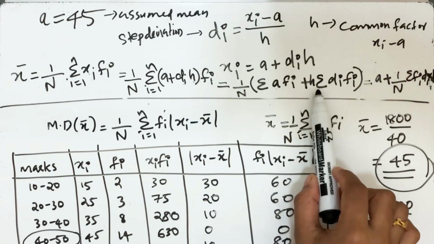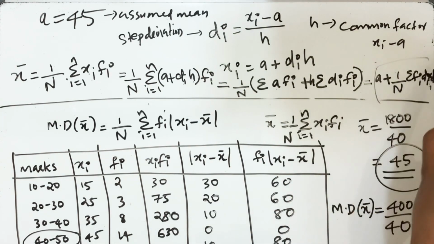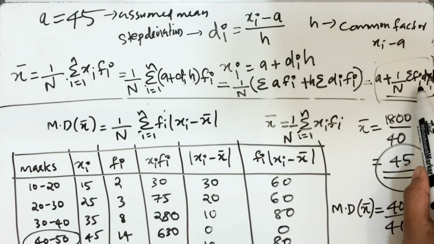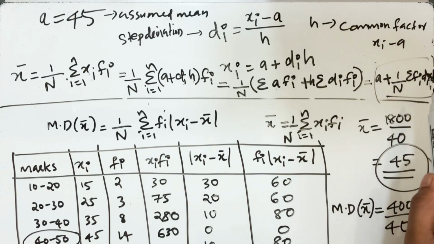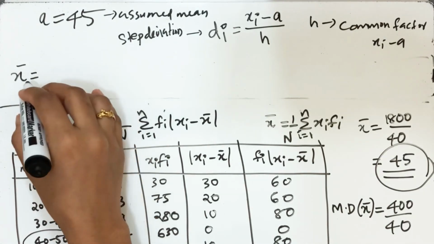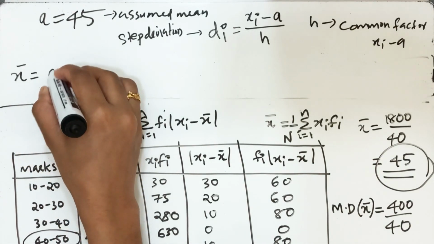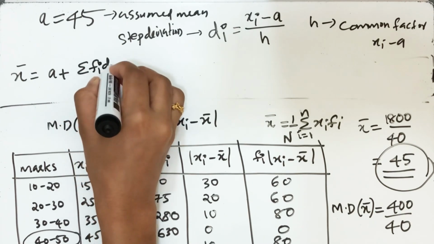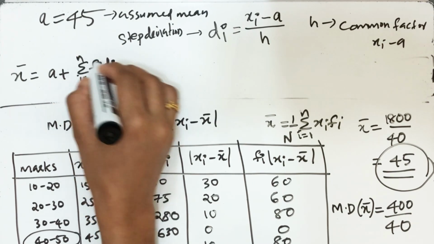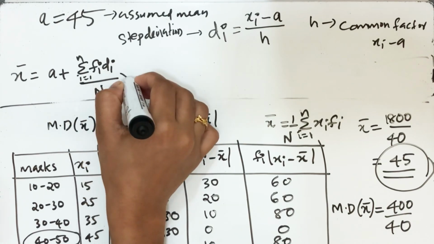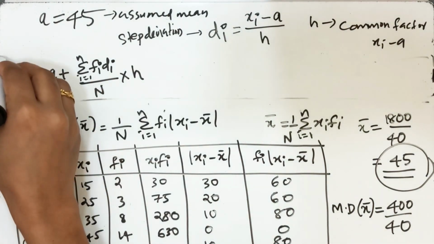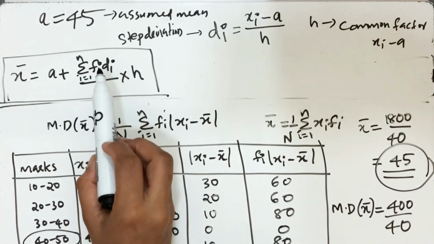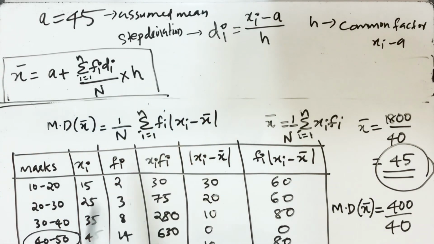You need not remember these values, just a formula for this x bar, that is a plus 1 by n into sigma fi into di into h. So we can write the formula for mean, x bar is equal to a plus sigma fi into di, i from 1 to n, divided by capital N into h. This is the new formula for x bar, the shortcut method. This will give you simple values for calculation.